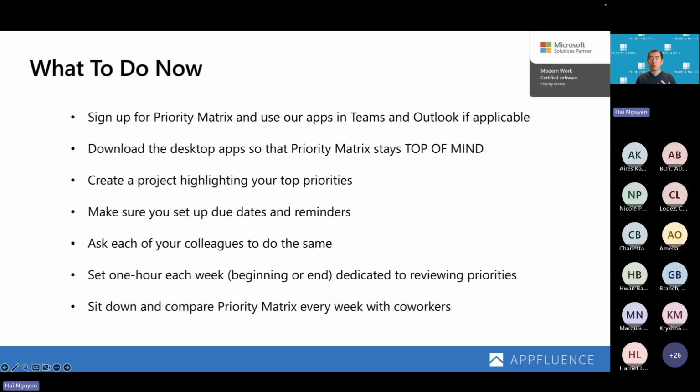Then for you on a personal basis, just set one hour each week, either at the beginning of the week or the end of the week, just looking at your priority matrix, looking at your priorities and reprioritizing them. And then when you have those staff meetings, simply compare your matrix with everyone else's so that everyone's on the same page.